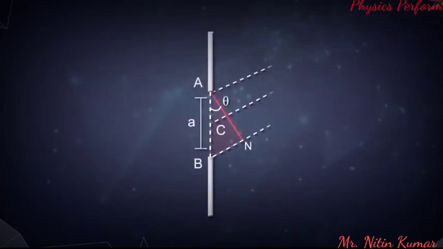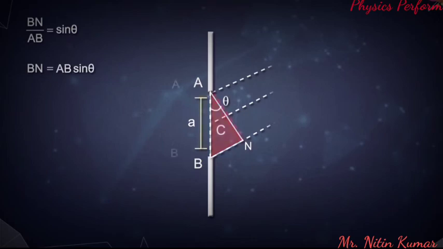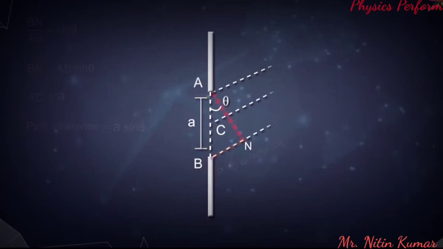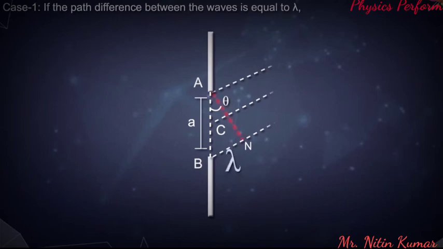From triangle ANB, BN by AB is equal to sin theta, and BN is equal to AB sin theta. Since AB is the slit width, which is equal to a, and BN is the path difference, therefore the path difference is equal to a sin theta. Now case 1: if the path difference between the waves is equal to lambda.